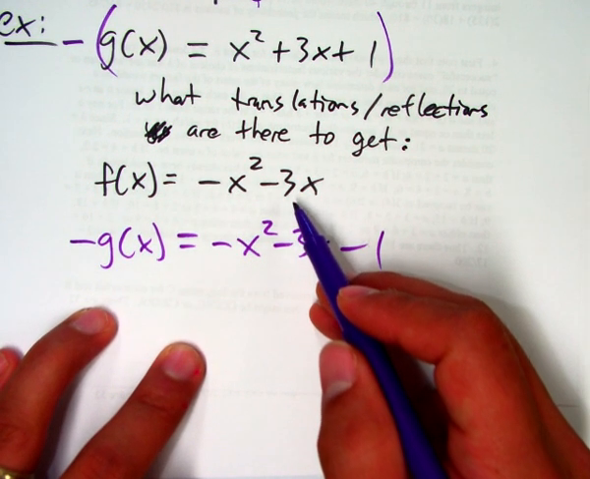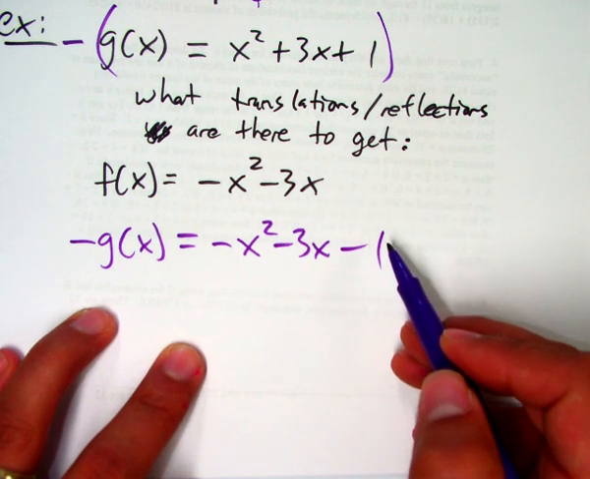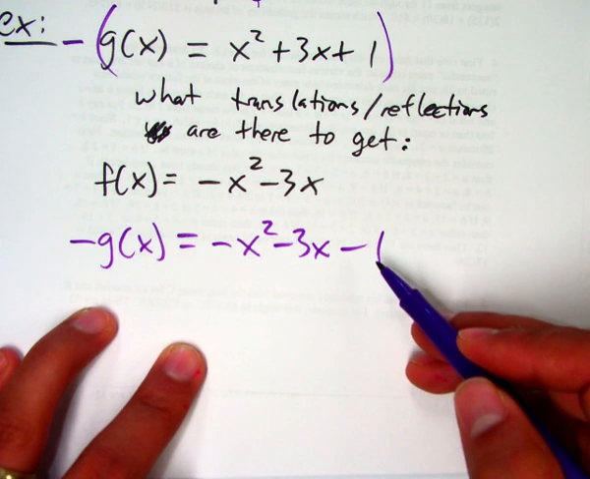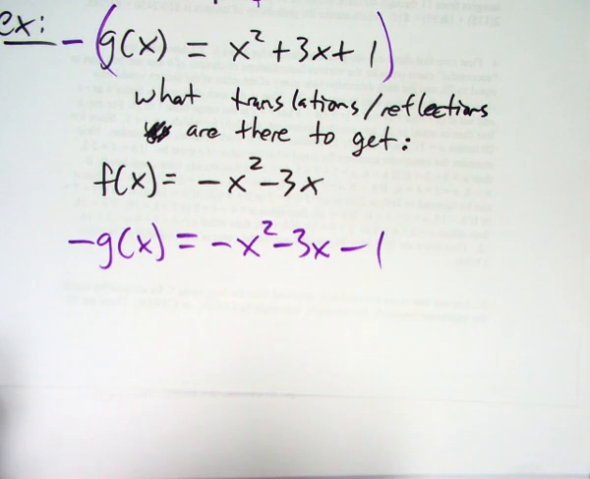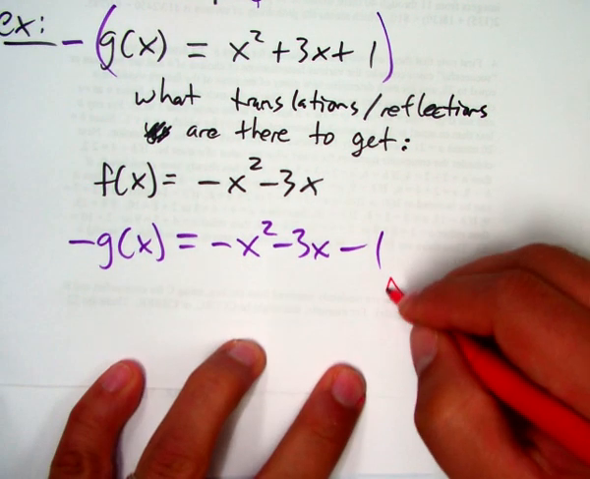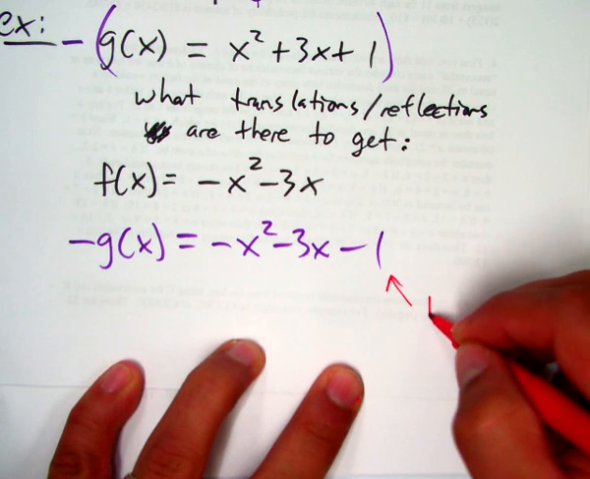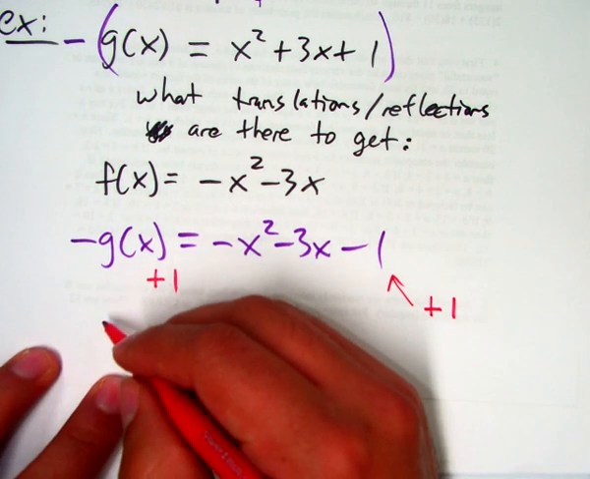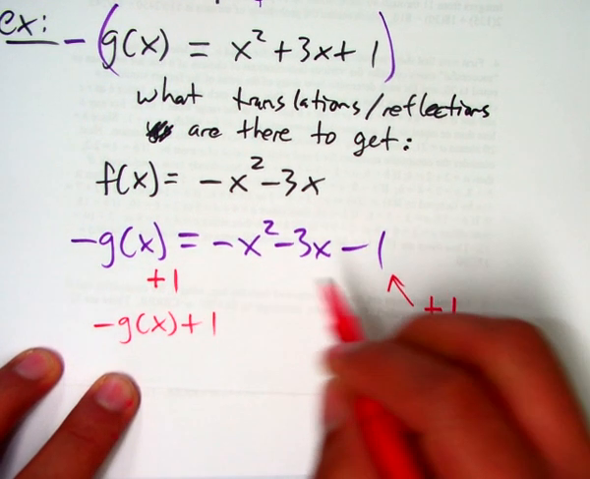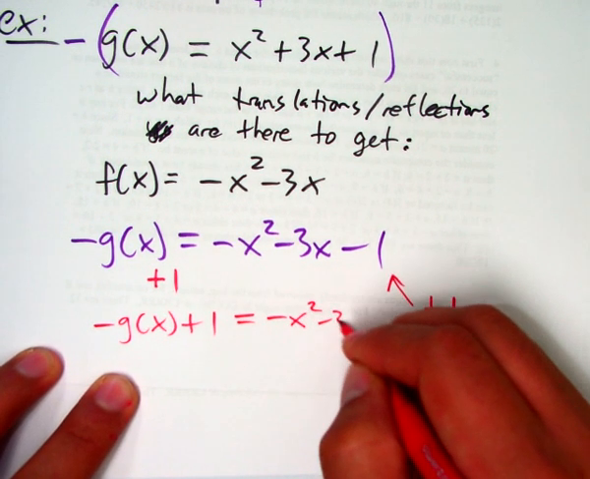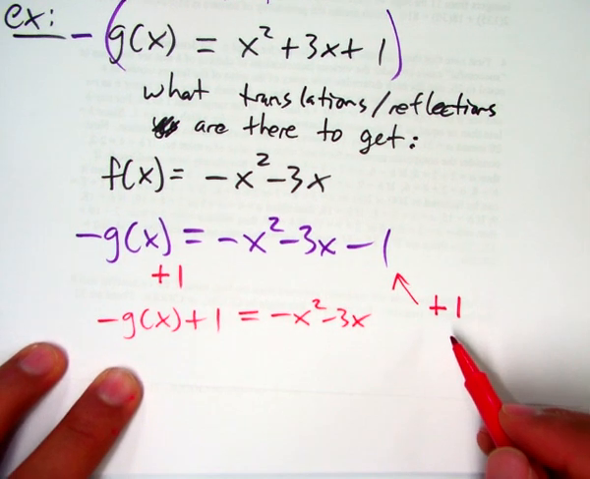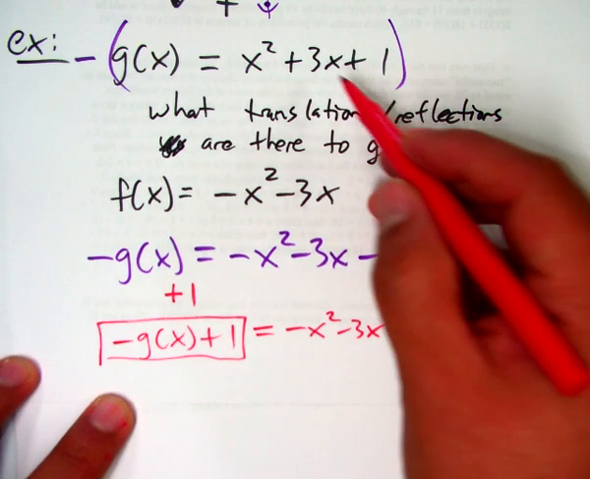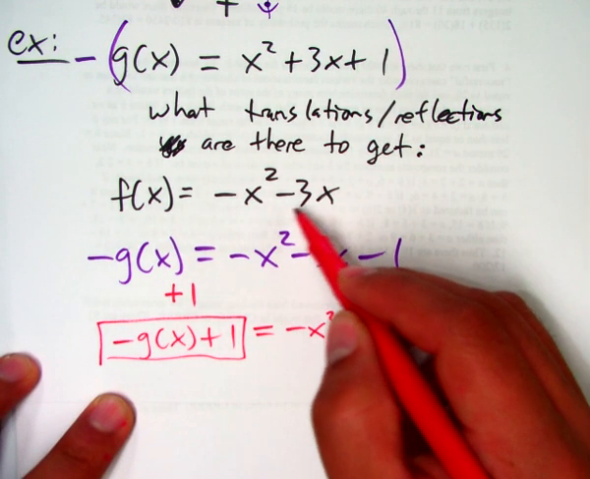Okay? However, you see that after I take the negative of the whole thing, I get a minus 1 here, and we don't want anything here. So the last thing that we can do, if I don't want this to be at negative 1, if I add 1 to both sides of the equation, now I get minus g of x plus 1 equals negative x squared minus 3x, and then these ones cancel out. So right here it tells you exactly what needed to happen in order to get from this original g of x to this new f of x.